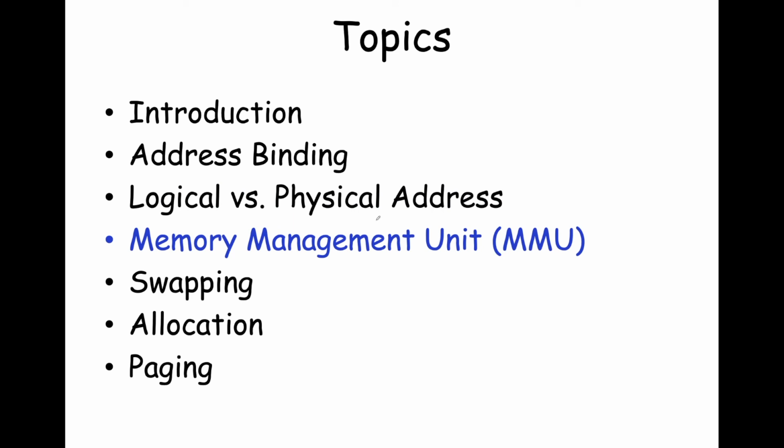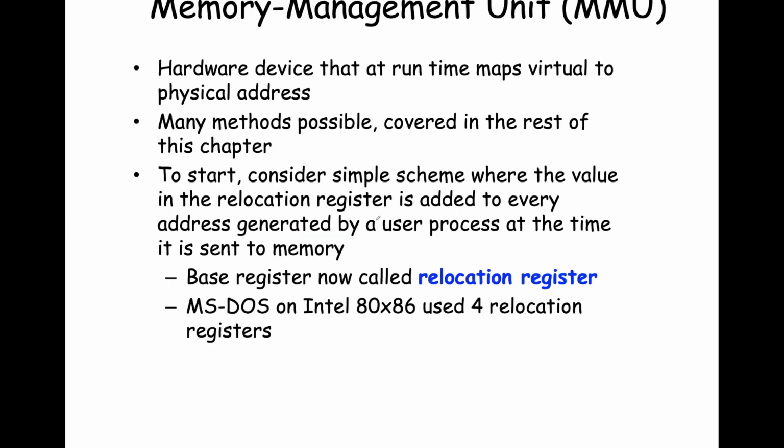So let's take a look at the memory management unit, and we'll look at the memory controller. And so the memory management unit, or MMU, is a device at runtime, and that's important. It runs at full speed as the addresses, logical addresses, are generated by the CPU. At runtime, it maps each of those logical addresses or virtual addresses to a physical address. And there are many different approaches for how this is accomplished, and that's the subject of Chapter 9. And so to start, let's think about a simple way where the value of a so-called relocation register is added to every address generated in the logical address space.